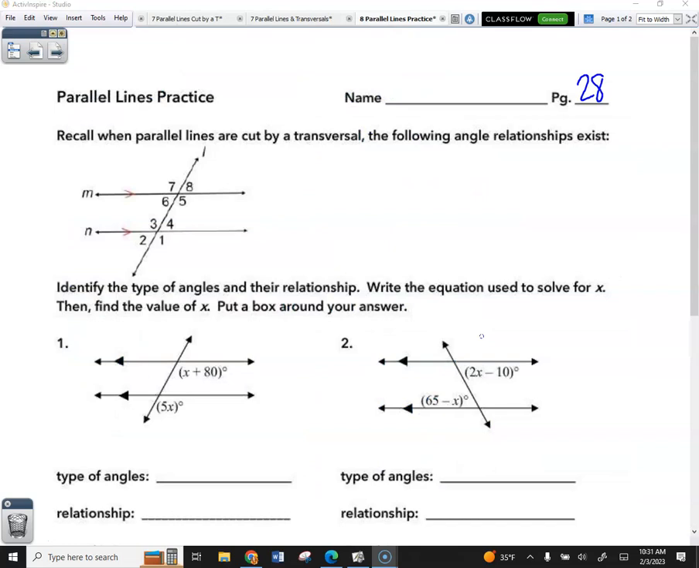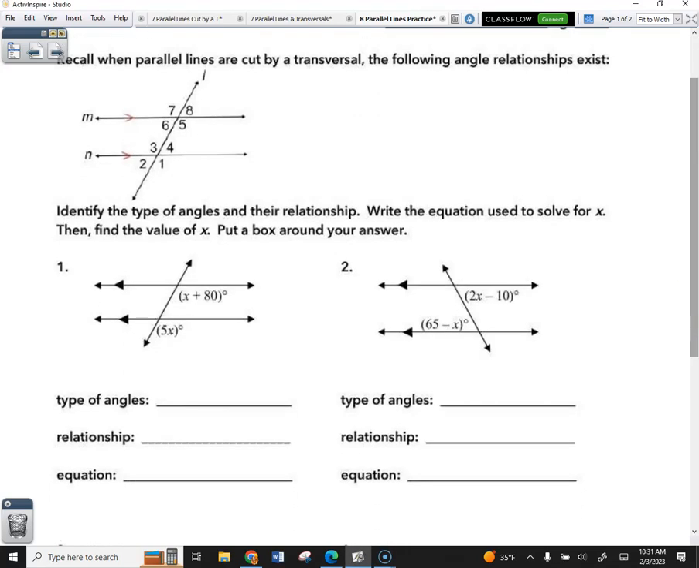This paper is now where we're going to practice it. We don't have just one big picture and filling it in. We've got just individual pictures. I do want you to practice telling me the vocab word. When I say what's the relationship, this means I'm looking for you to say whether they are congruent or supplementary. Those are the only two options, right? Congruent or supplementary. And then where it says equation, that's where you're putting the initial equation and then you're going to solve it, okay?